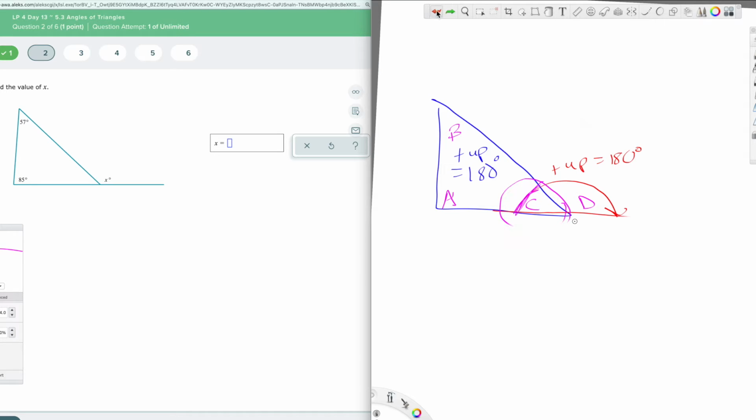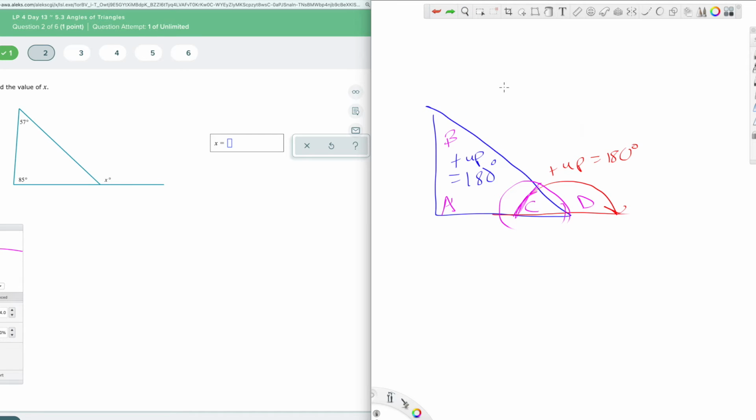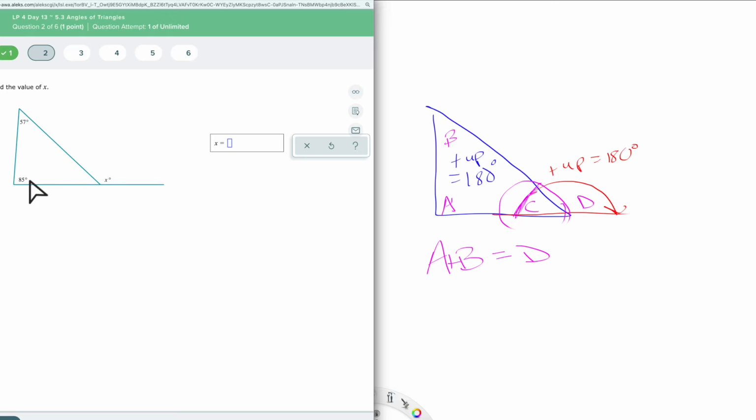I started to twirl this a little bit. I didn't mean to. Untwirl. There we go. Okay, so A plus B equals D. We know that already, and guess what? They gave me A, B, and D if I'm thinking of the same diagram I have here.